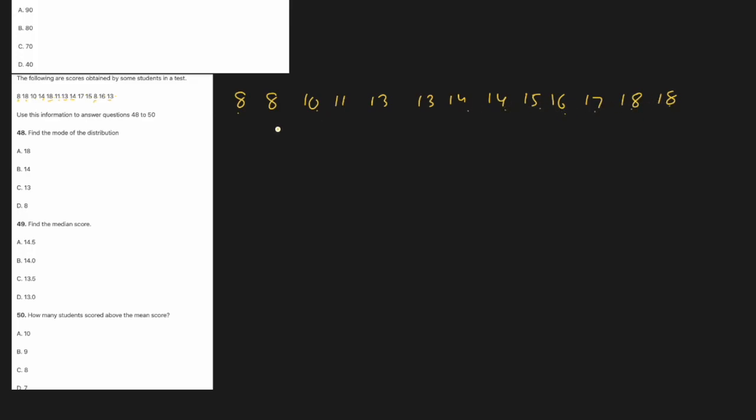Since they're odd in number, we add 1 to 13 and divide by 2. That is the position of the median. So 14 divided by 2 is the 7th. 1 2 3 4 5 6 7. So 14 is the median. I don't know why they wrote 0.0 here.